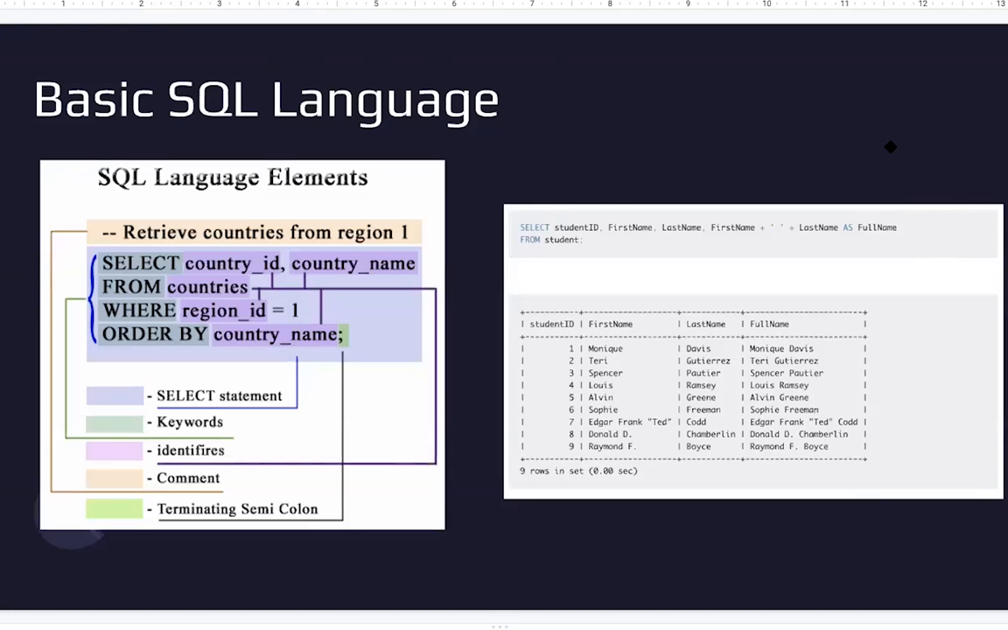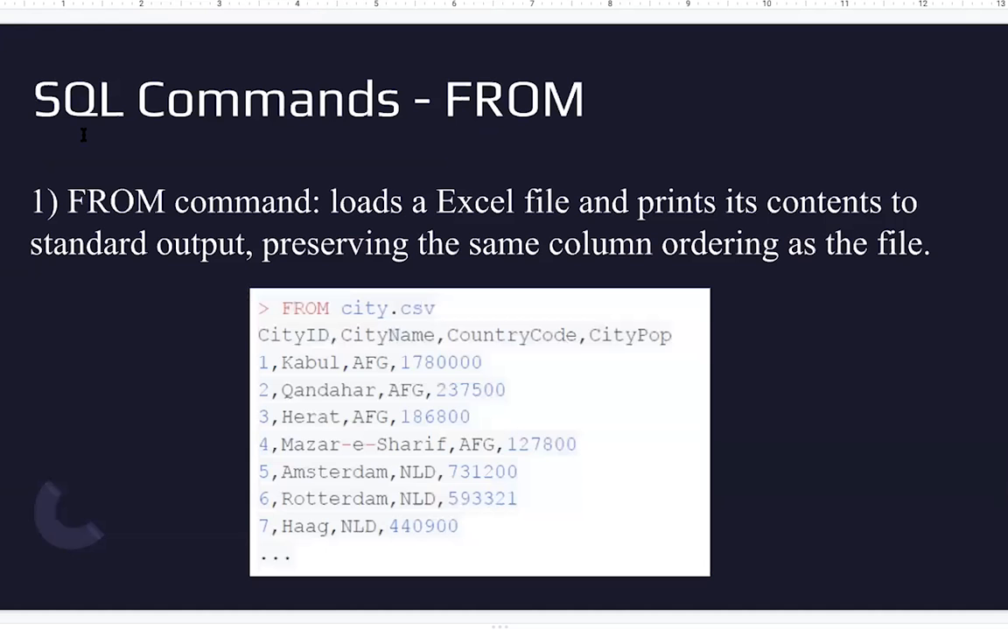Here we can see one example over here. So it's saying that from this file, we want to select student ID, first name, last name, and then we combine the first name and last name. So here's just some basic structure of SQL language. And then next, I want to introduce some of the commands that we want to implement.